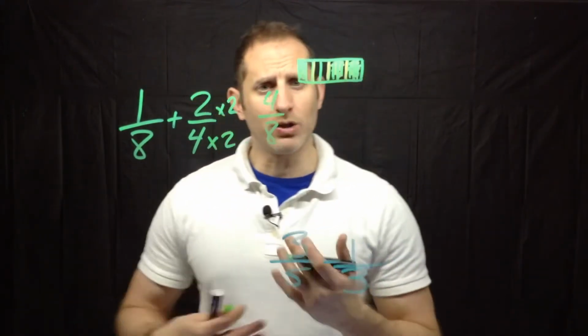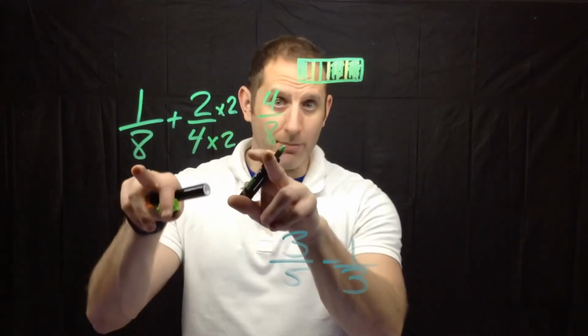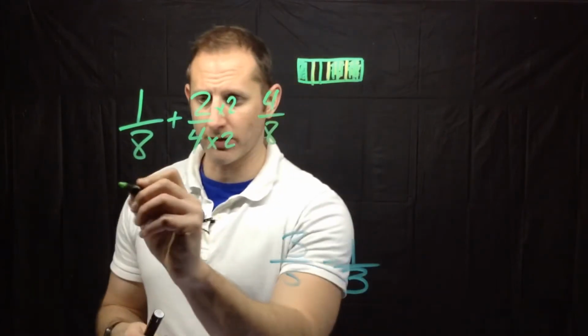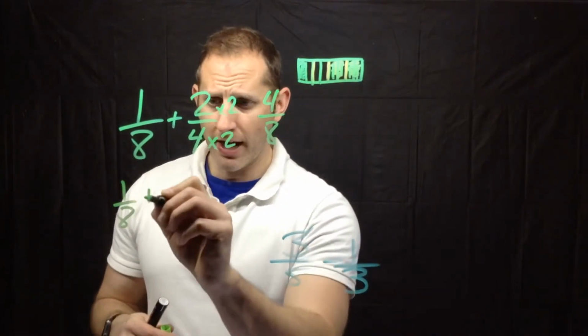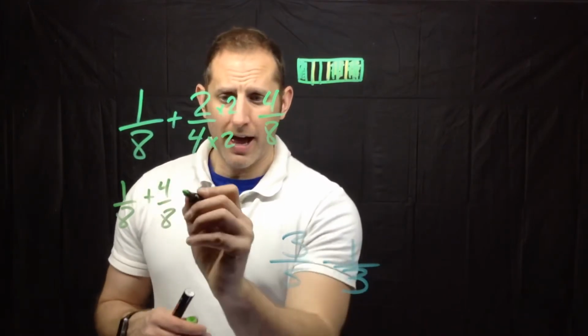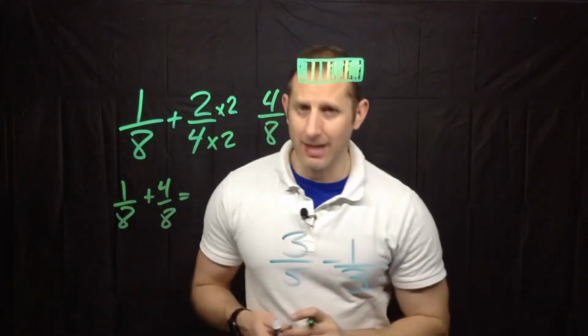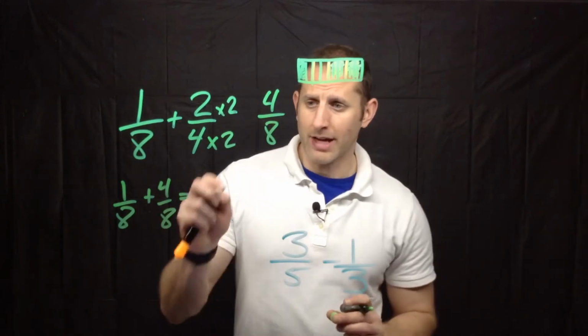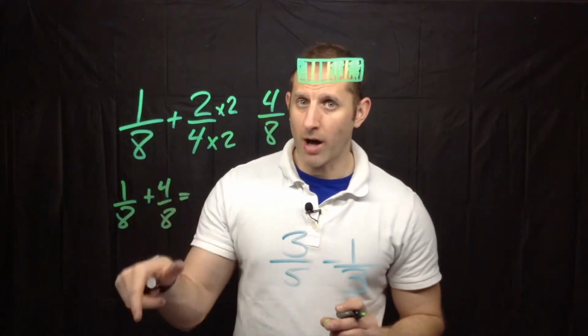So now that I have the same numbers, I want to put the fraction back together. So I'm going to have 1/8, and I'm going to be adding 4/8 to it. And what you'll do next, and this is the important part, is that you're only adding the top numbers.